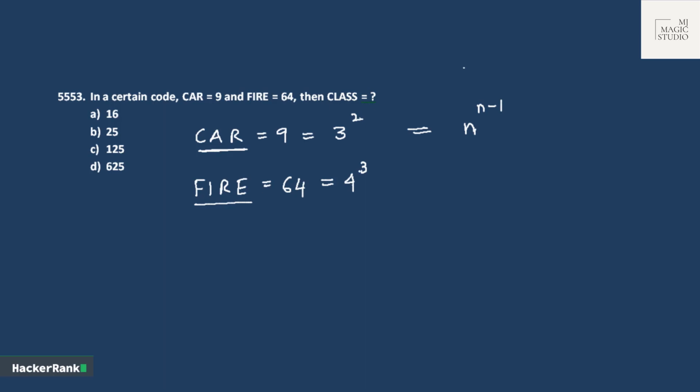Let's check here. Here we have 4 alphabets. It is 4 to the power 3. That means CLASS should be 5 alphabets, 5 to the power 4, 625. Code for CLASS should be 625. Option D.